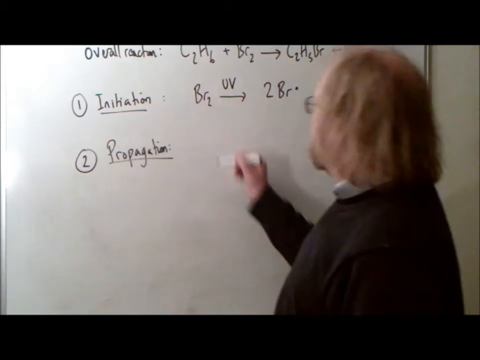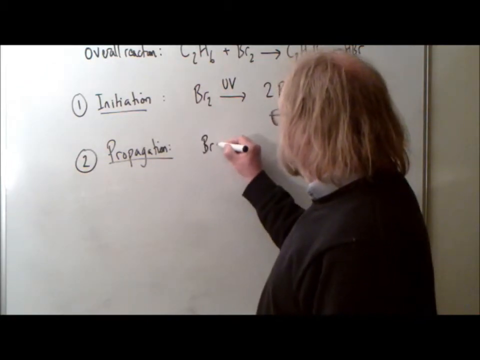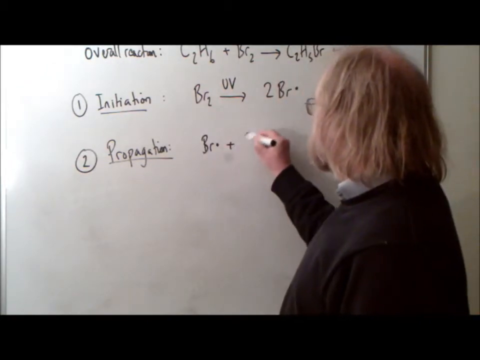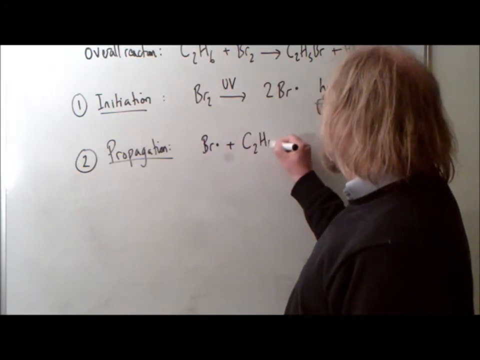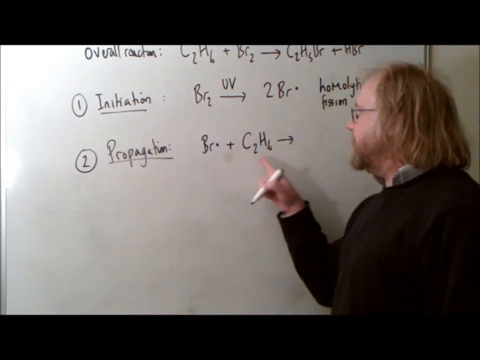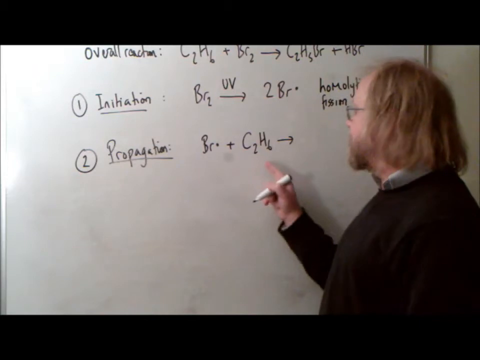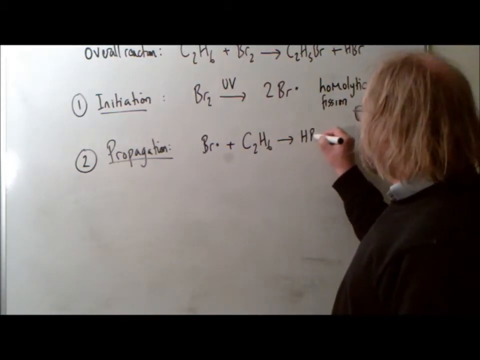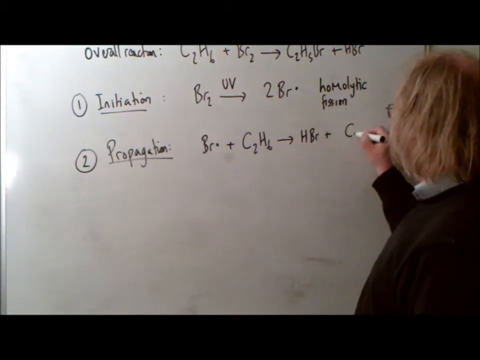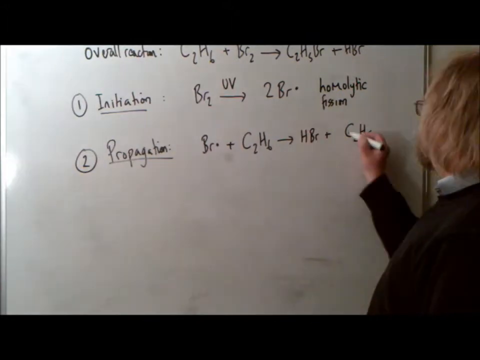So we've got Br dot, that's our reactive radical that's coming in. It's going to collide with ethane, C2H6, and as I say, it pulls one atom, one hydrogen out of there, and that gives you HBr, and what it leaves behind is C2H5 dot.